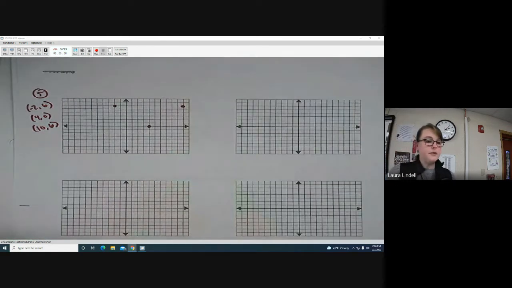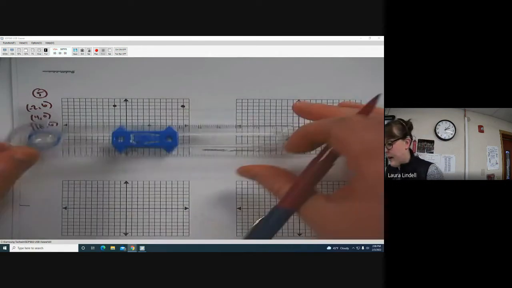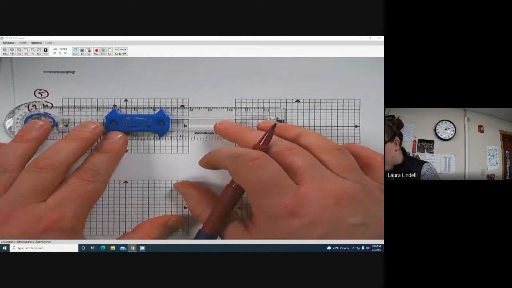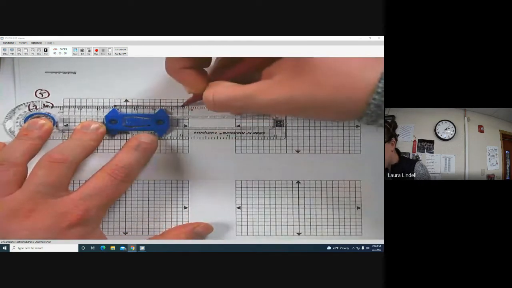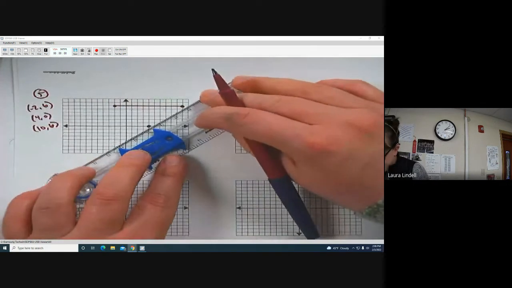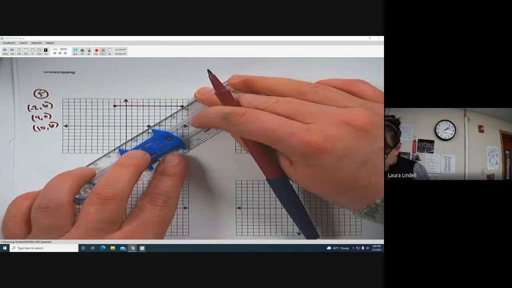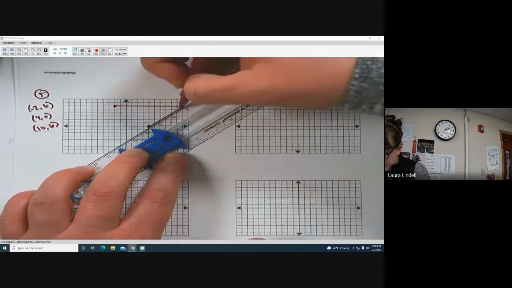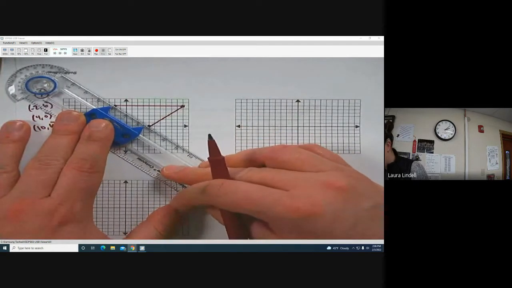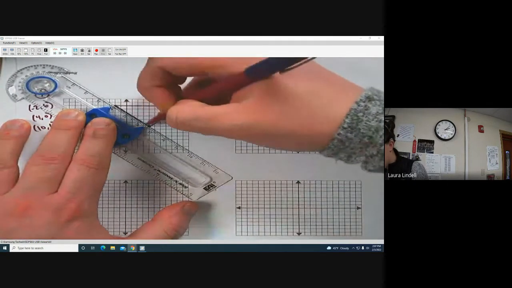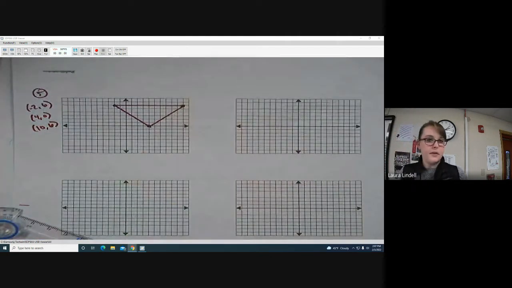And I recommend using a straight edge here because it's going to make your life a little bit easier when it comes to finding the medians and stuff like that. So I'm going to use my straight edge to draw my triangle. If you don't have a ruler, just find anything else that is flat and straight that you can use to draw your triangle. Okay, so there's my triangle.